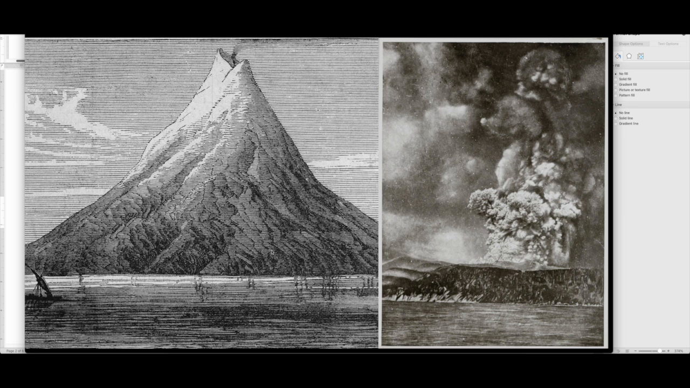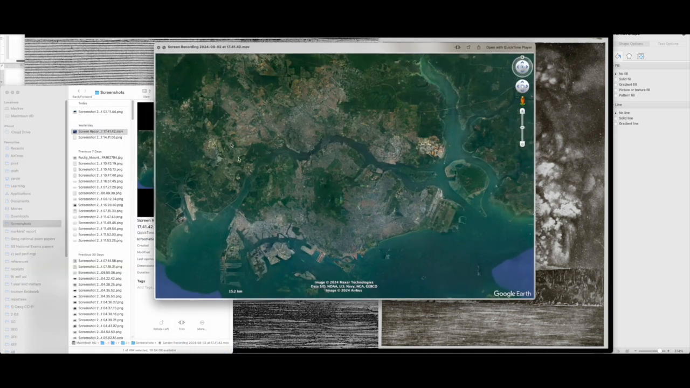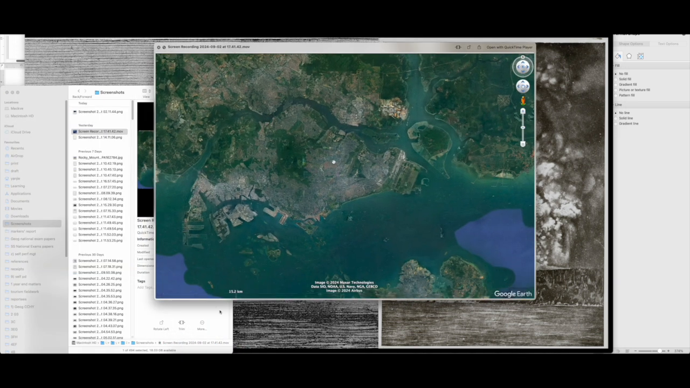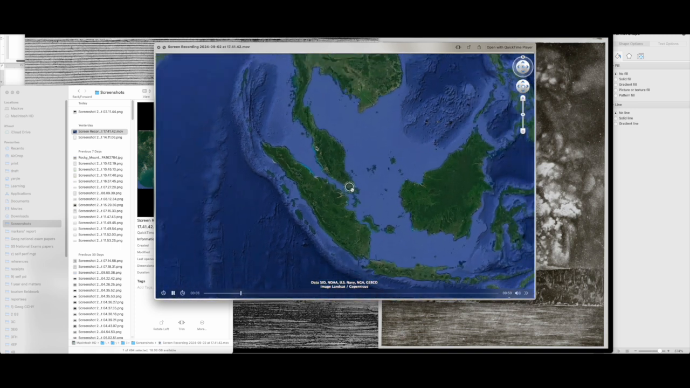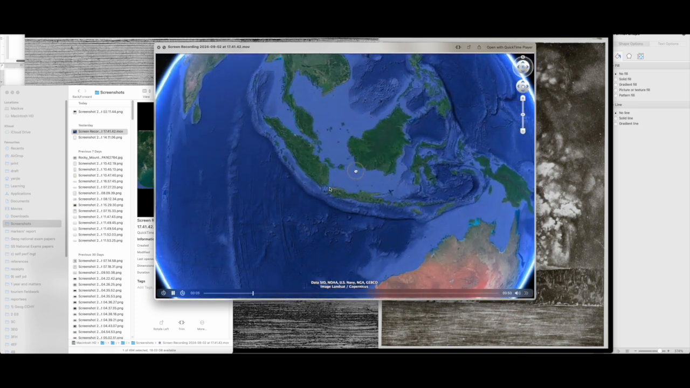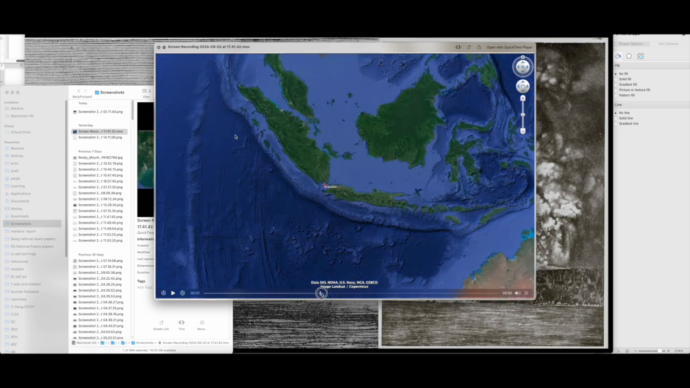Where exactly is Krakatoa? Let me show you a recording of it. So this is Singapore. If you were to zoom out of Singapore, you have Malaysia over here, and you have Indonesia, Padang, and Java Island. Krakatoa is found somewhere over here. Let's zoom in.